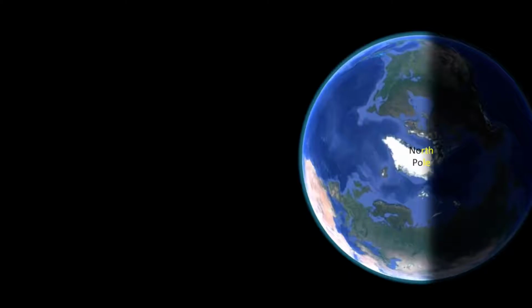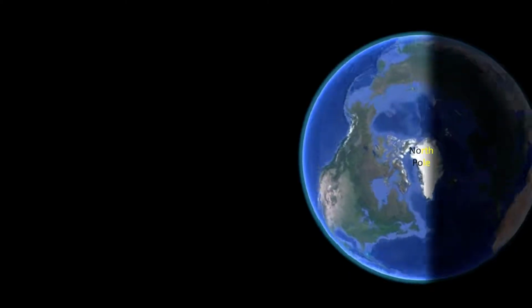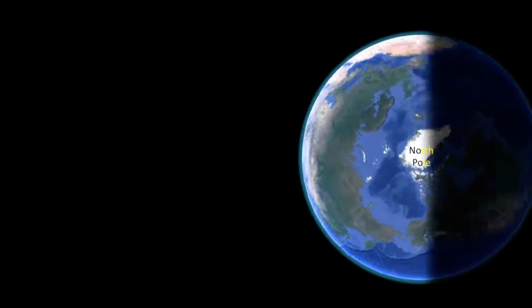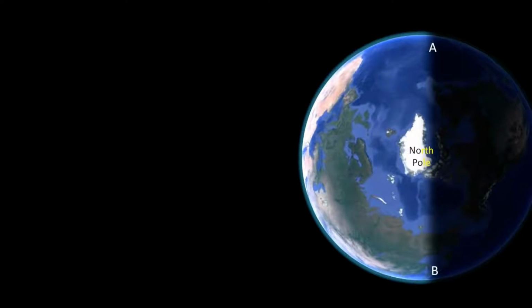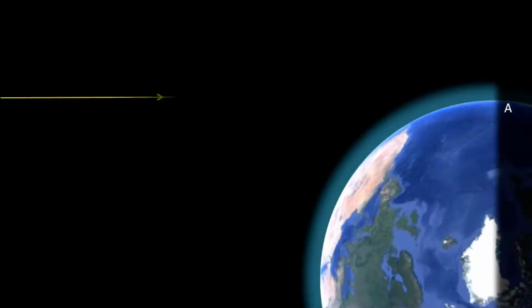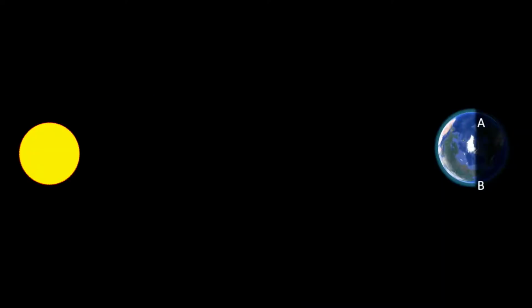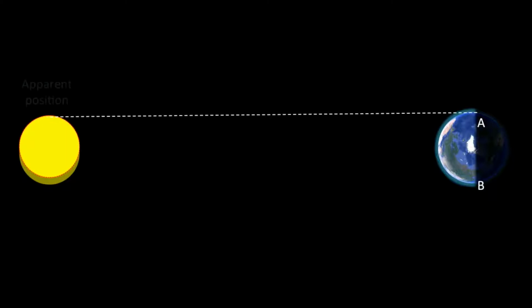To understand this, consider viewing the Earth from above the North Pole. Despite being still in the darker half of the Earth, rays of the sun are able to reach place A on account of refraction by the atmosphere. When these rays are produced backwards, we find that the sun is seen at an apparent position that is higher than its actual position.